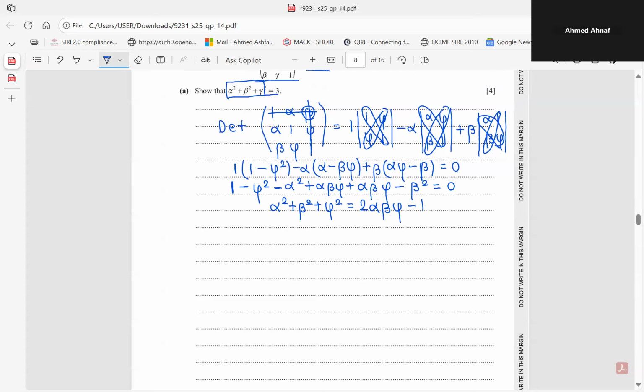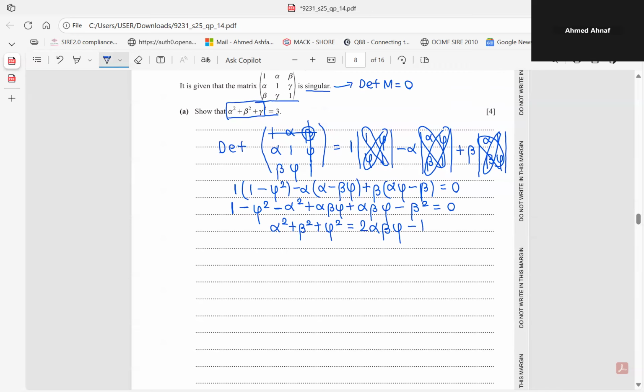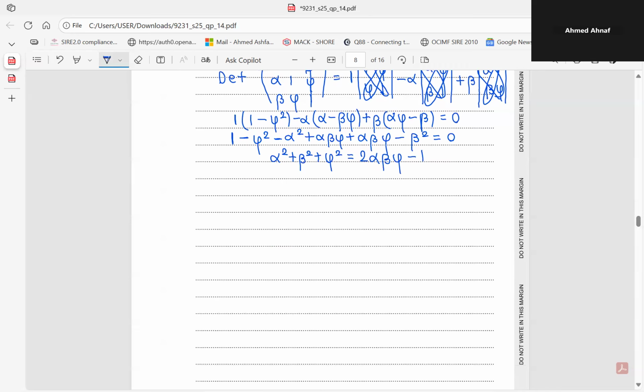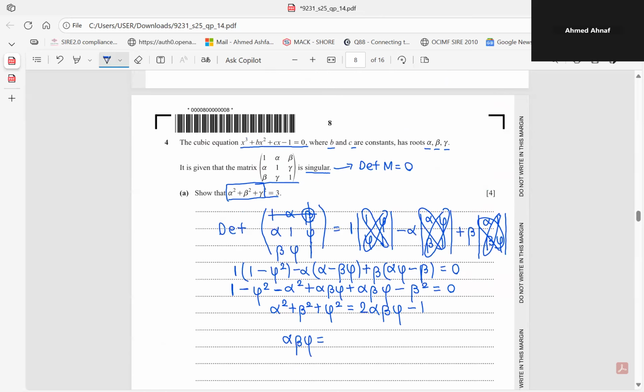Okay, so let's evaluate what alpha beta gamma is. As you know, alpha beta gamma is just the product of the roots. For sigma alpha, the sum of roots is minus b over a, where a is the coefficient of x cubed. For sigma alpha beta, that is c over a. Then for sigma alpha beta gamma, the product of roots, that's minus d over a.